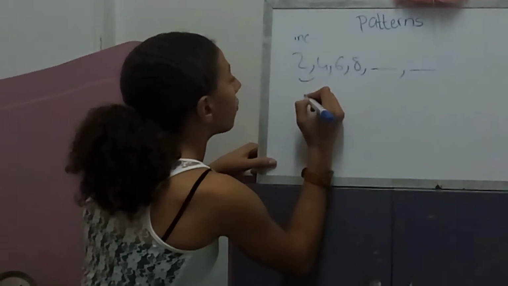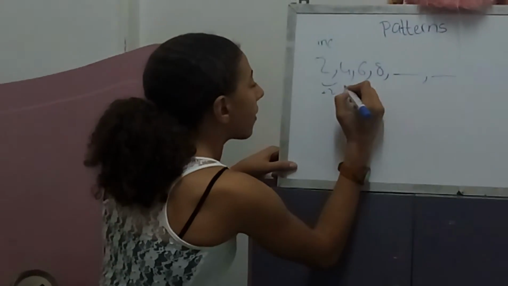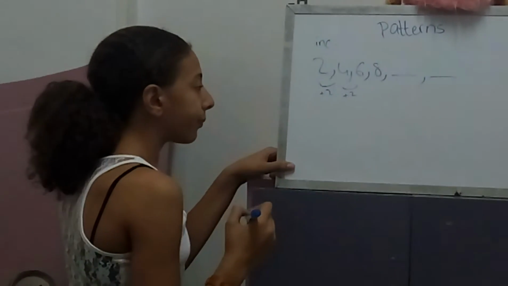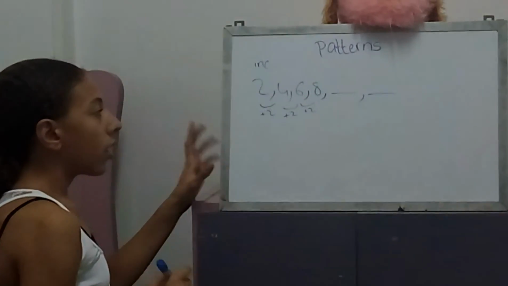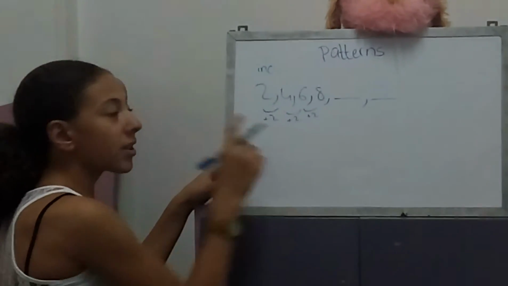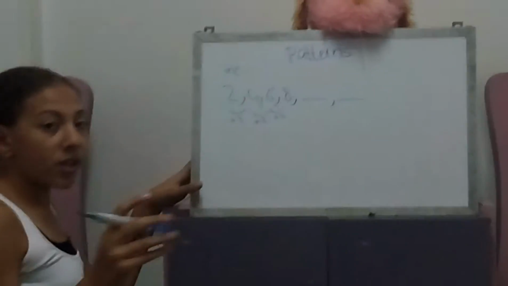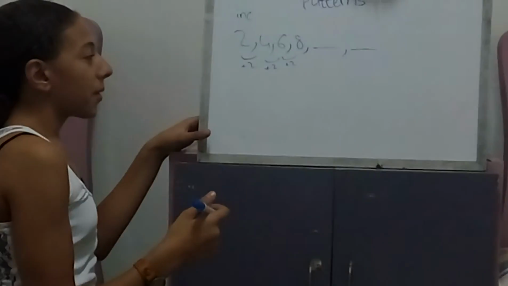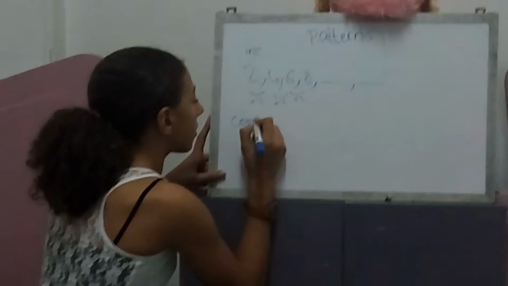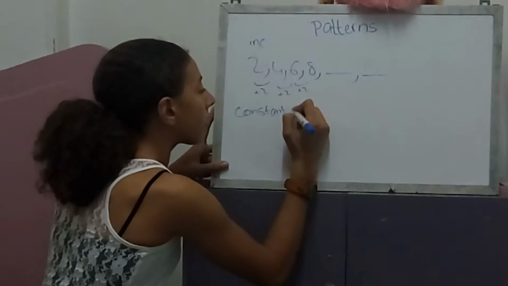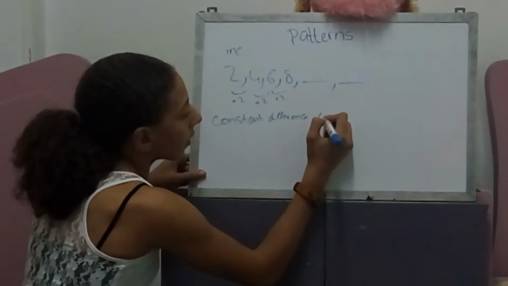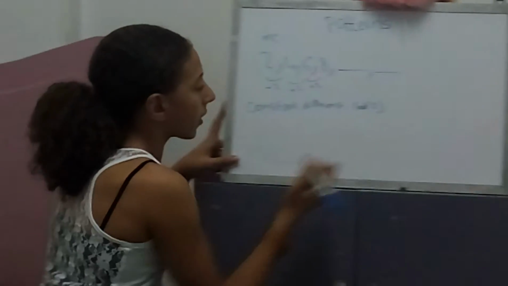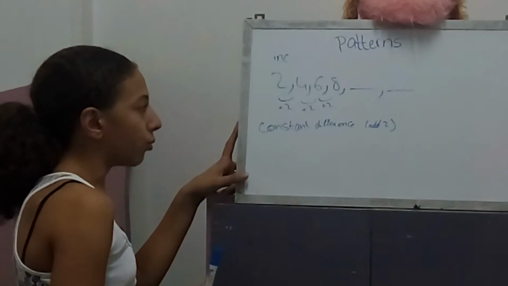Okay? From 2 to 4, we add 2. From 4 to 6, we add 2. From 6 to 8, we add 2. Okay? So, this number 2 is a constant difference. The constant difference is the difference between the two numbers in a pattern. So here the constant difference is add 2.